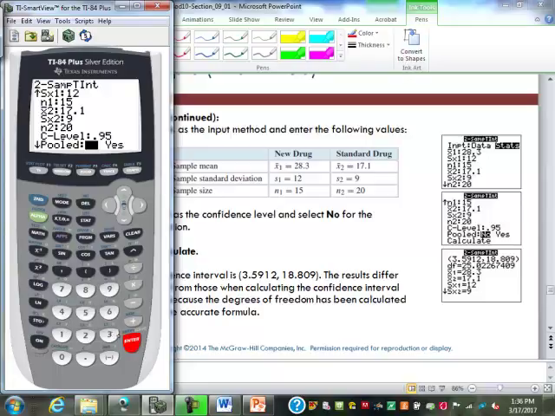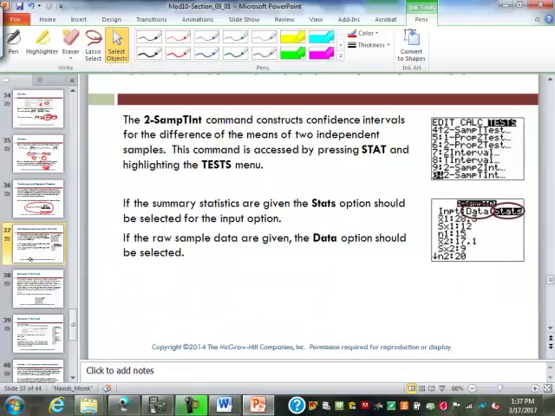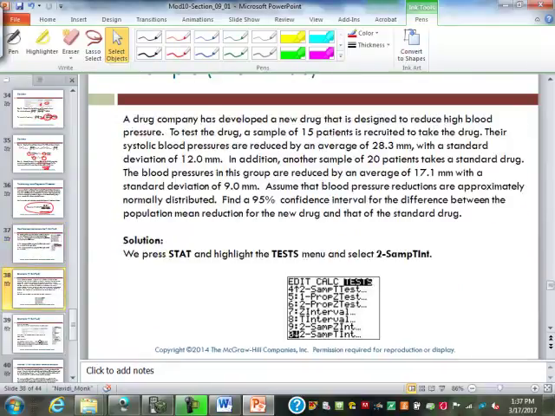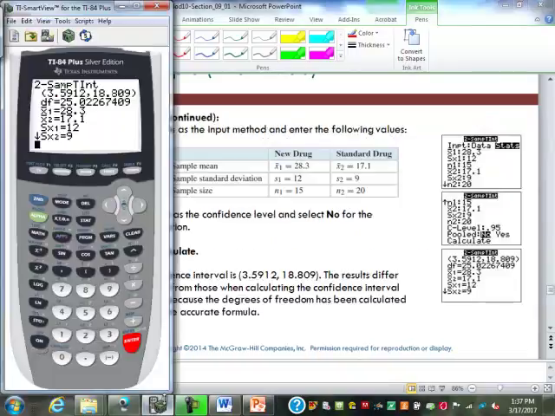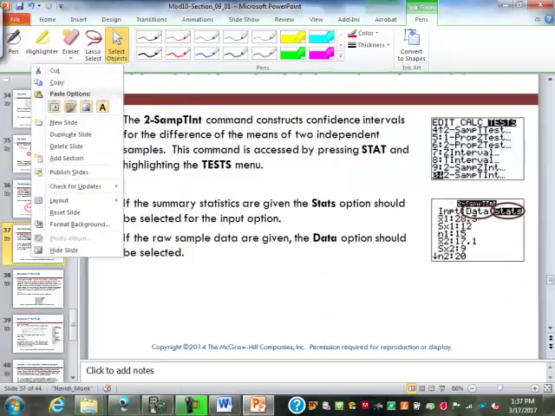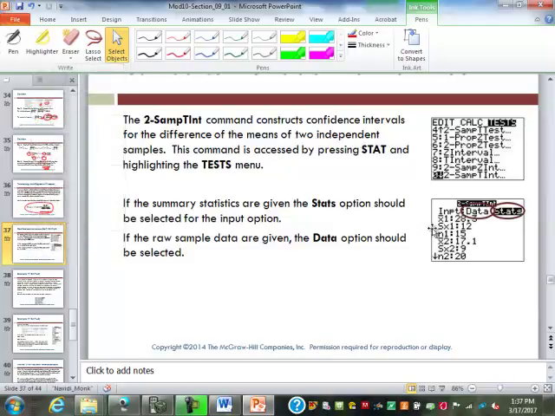Pooled or not pooled, we're going to say no, because remember, no means the calculator is going to have to go through that long calculation, but we don't have to do it, so we're going to let the calculator do it and be more precise. We'll hit enter. While that's figuring out, we're going to jump to the next slide, and you will see that we get that same result: 3.5912 to 18.809. All they're saying here is going through the different options as you select buttons on the calculator that we've already entered in.